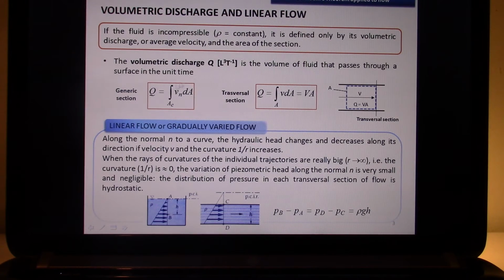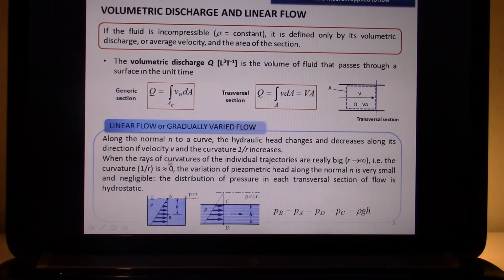Let's define right now what is a linear flow or gradually varied flow. Along the normal to a curve, the hydraulic head, which is defined as the sum of the geodetic height plus the pressure height related to the pressure in a point over the specific weight of your fluid, changes and decreases along its direction if the velocity and the curvature, 1 over r, where r is the radius of the curvature, increase.